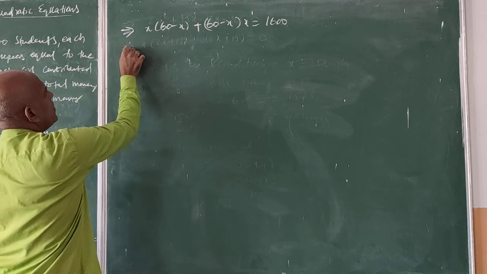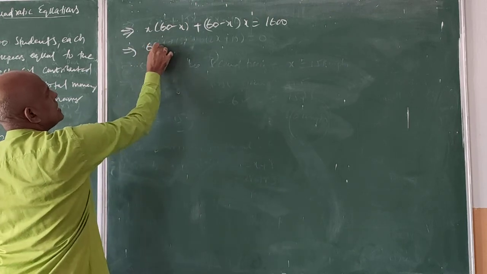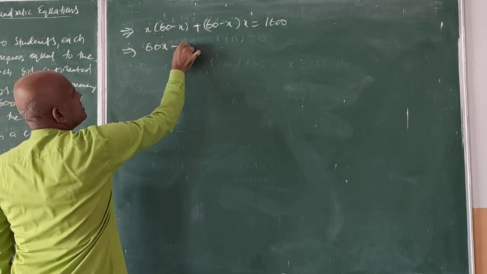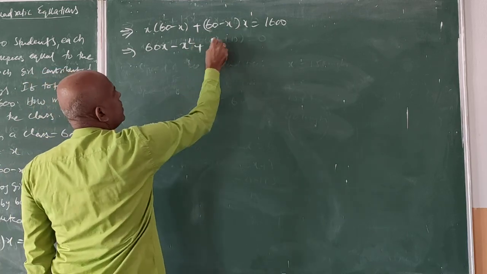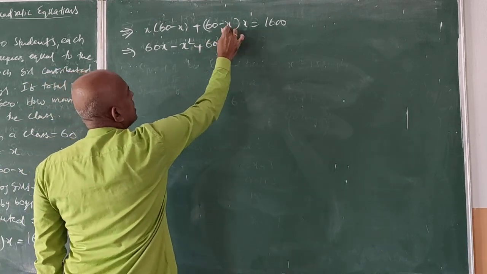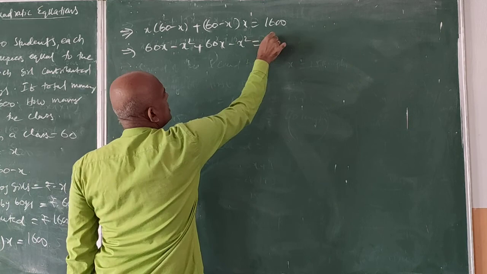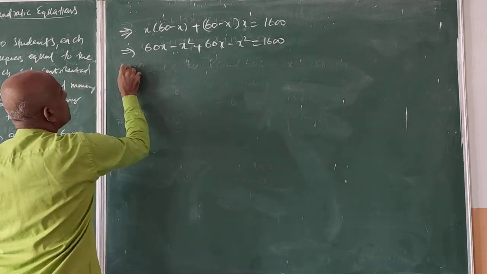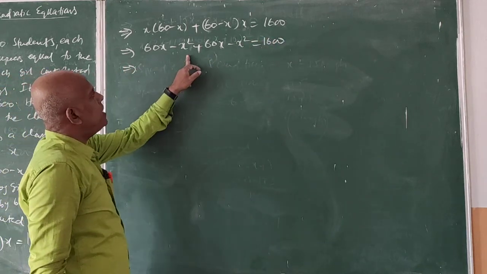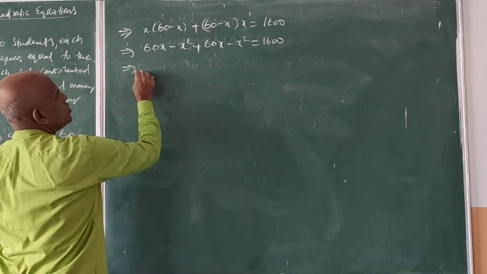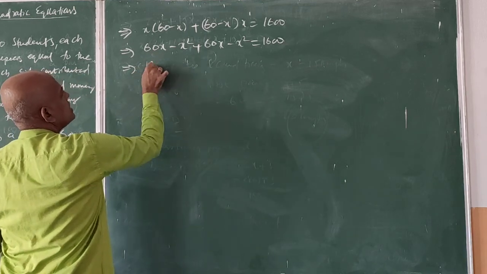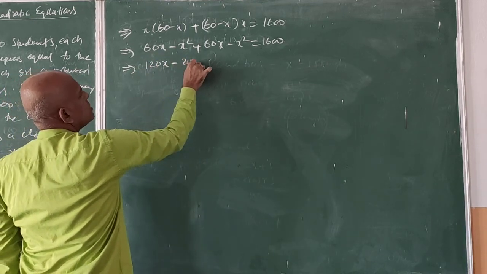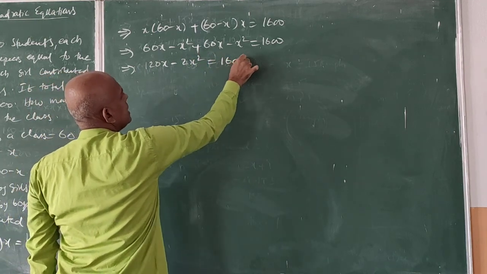Okay, now let us simplify this. x into 60, 60x. x into x, x square. 60 into x, 60x. x into x, x square, is equal to 1600, which implies minus x square minus x square, minus 2x square. 60x plus 60x, 120x minus 2x square is equal to 1600.